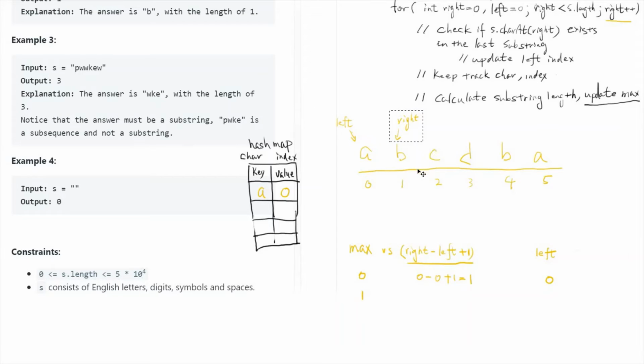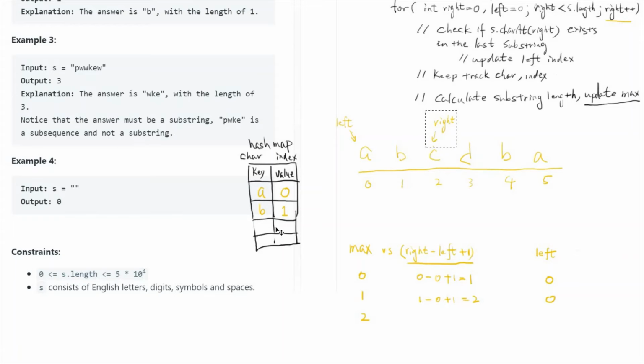Then we check if B was visited before. B is not in our Hashmap. Then we add B and its index in the Hashmap. Then we calculate the substring length. It's 1 minus 0 plus 1, which is equal to 2. So the substring AB has a length of 2. So we compare 2 with the max length 1, so 2 is greater than 1. We update max with 2. Then we move the right index again.